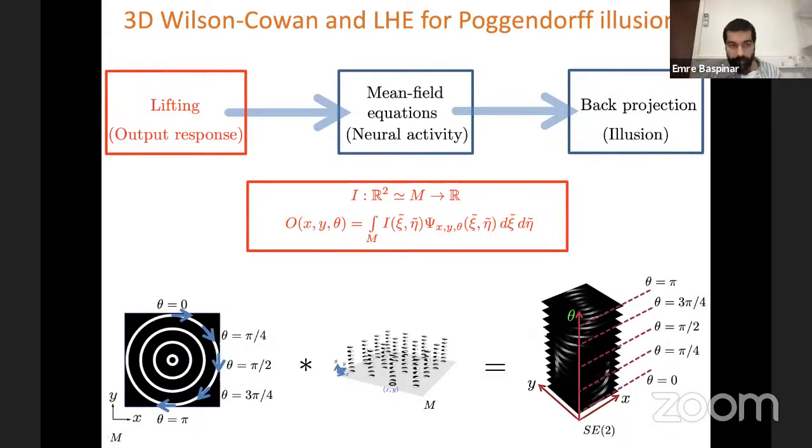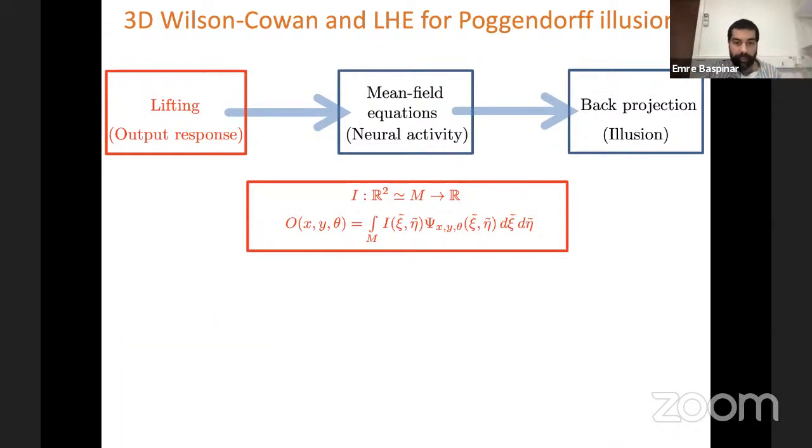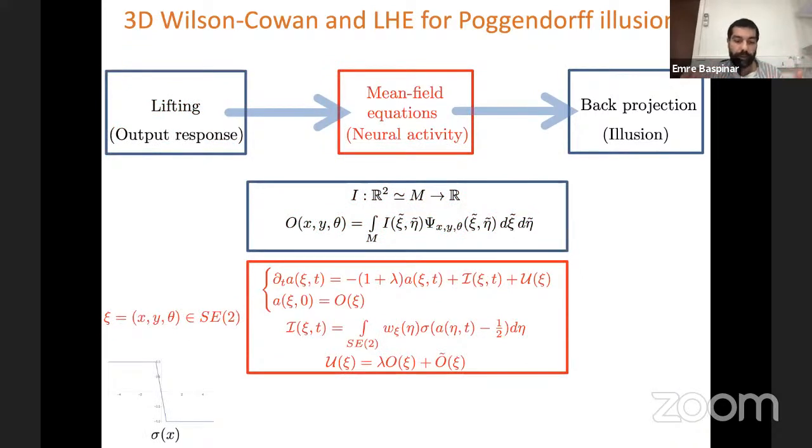Once we obtain those output responses of the simple cells via lifting, the idea, which was proposed in Bertalmío et al., was to model the neural activity evolution starting from those output responses by using a Wilson-Cowan type equation system, where the lowercase a represents the evolving neural activity corresponding to the neuron located at the point psi in the Subriemannian geometry SE2. Here, psi is just a shorthand notation of x, y, and theta. And where lambda is a constant, and where calligraphic I and calligraphic U represent the neural interaction term and the external stimulus.